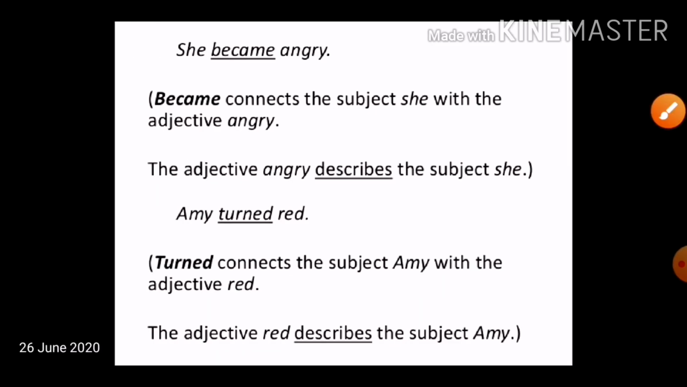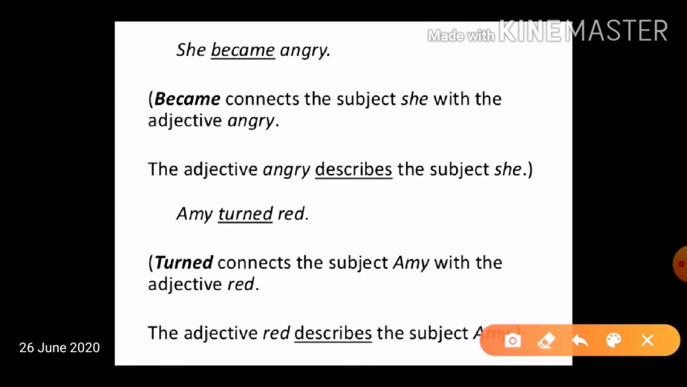Moving further, she became angry. As I have already told you in the other video, be forms and become, then turn, they are all linking verbs. So similarly, became is a linking verb. As you see, became connects angry with she. She is the subject here, angry is the adjective here, so it has to be either a noun or an adjective. Here it is an adjective, so became is a linking verb. The adjective angry describes the subject she.